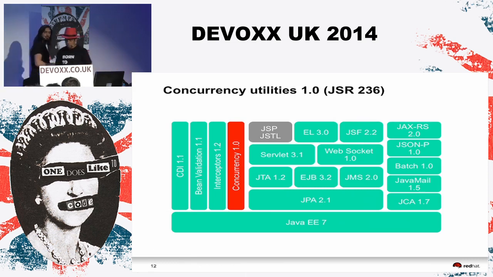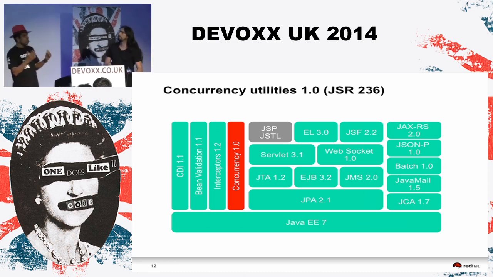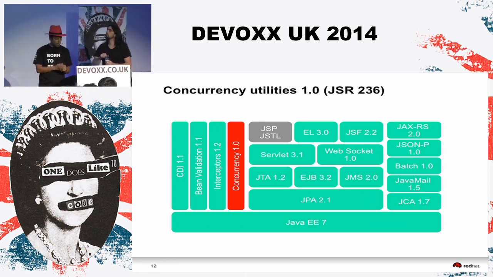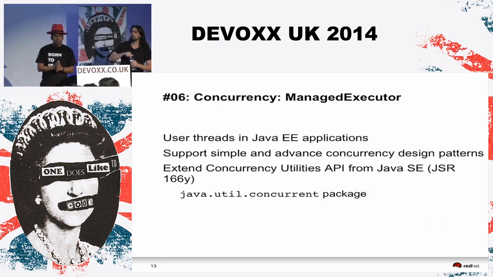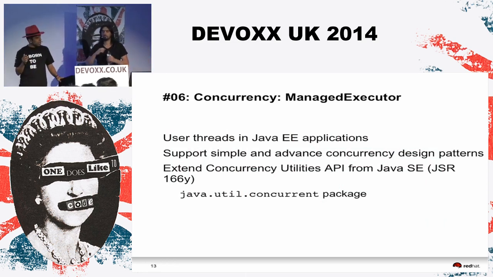All right. Concurrency is 1.0. So this is, as Antonio said, 1.0 means it's a brand new addition to the platform. The main principle behind concurrency is in JDK, we already have the java.util.concurrent package that gives you all the abilities, like how can I run my executor service? How can I run my scheduled executor? So the concurrency utilities, which is JSR 236, gives you a managed version of that.